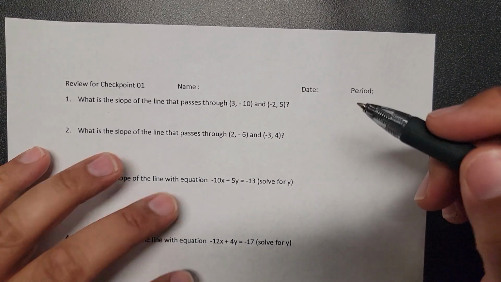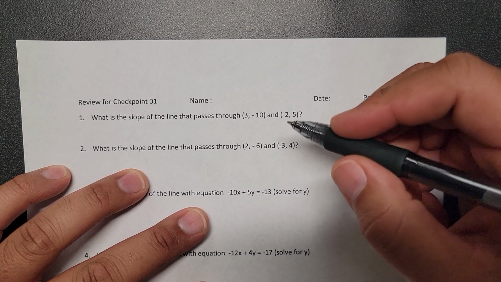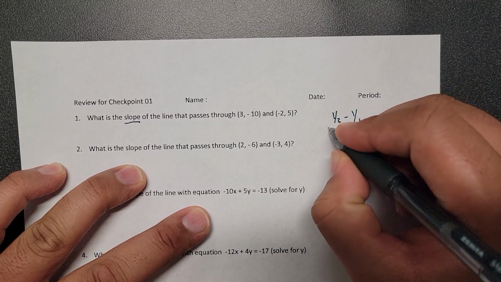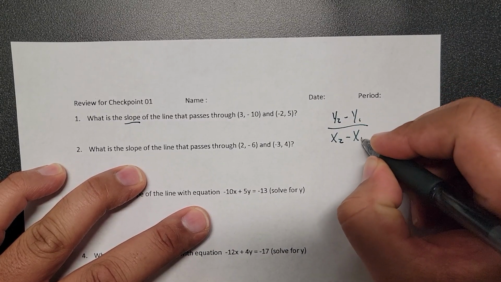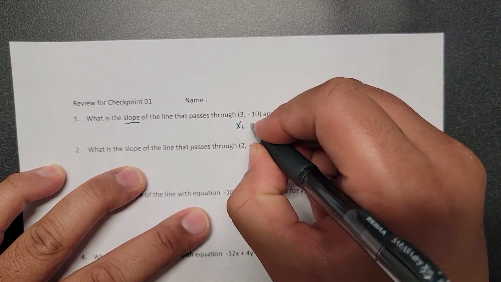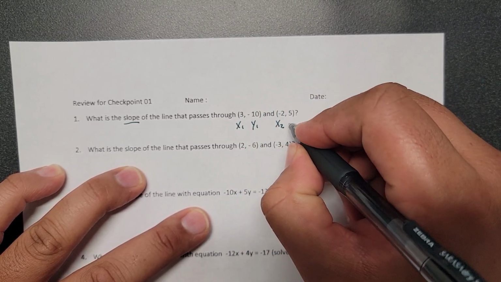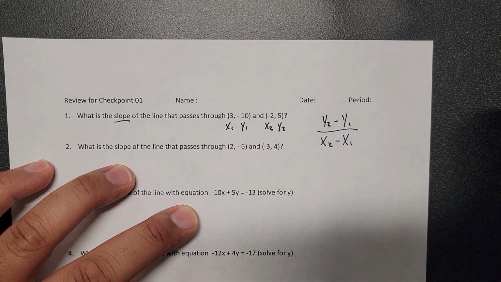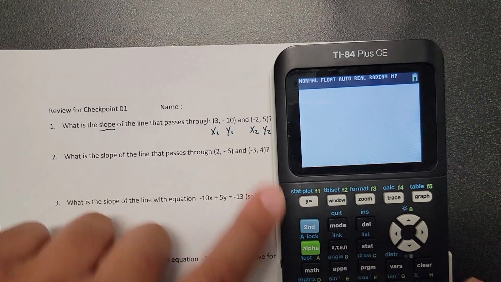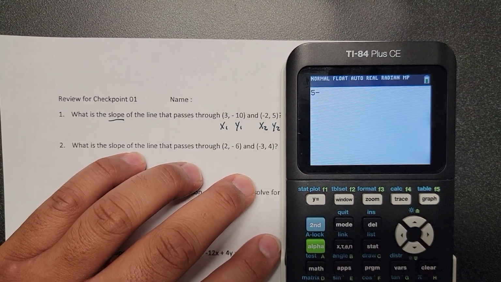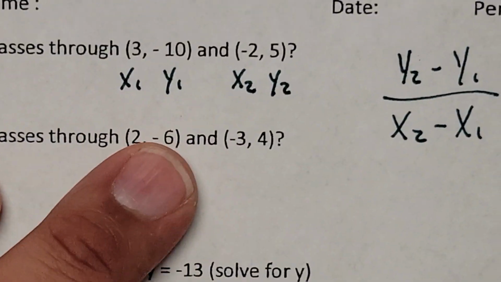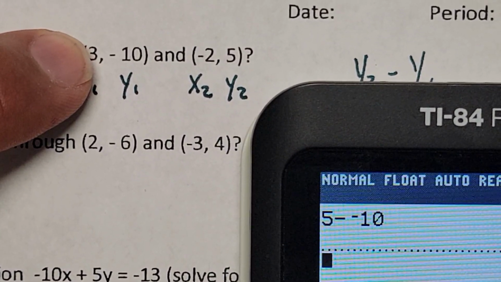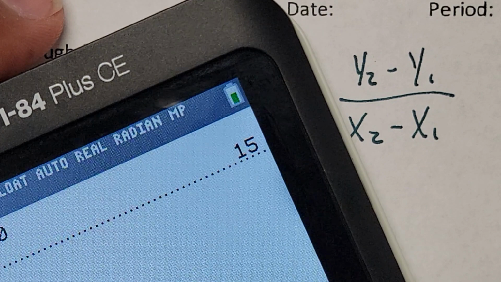All right, so the first question we have is asking for slope. So we can use the formula y2 minus y1 divided by x2 minus x1, and just label these x1, y1, x2, y2. From here, we just put the numbers where they belong, and you can just use your calculator. So y2 is 5, and it's always going to be minus, and the y1, this is a negative 10, so be very careful. It's going to be negative 10 like that. All right, so that's going to be the top part of the fraction.